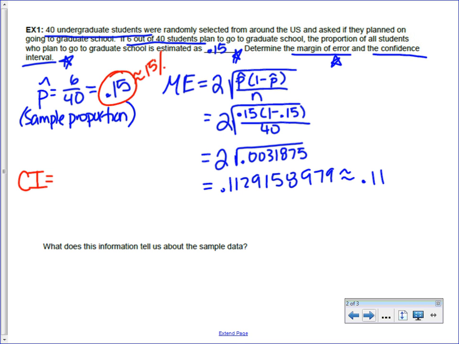So let's do confidence interval. We take our sample proportion, 0.15, and I'm going to add the margin of error. I'm also going to subtract the margin of error. So I'm going to add it, and I'm going to subtract it.